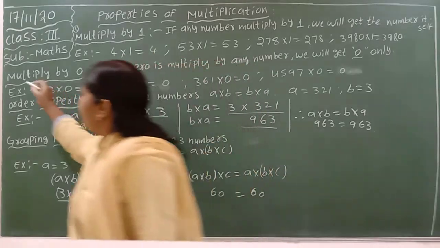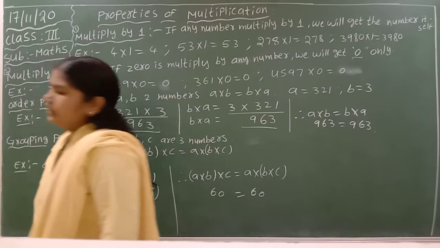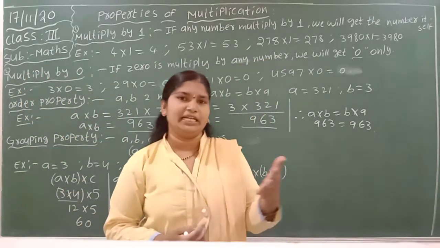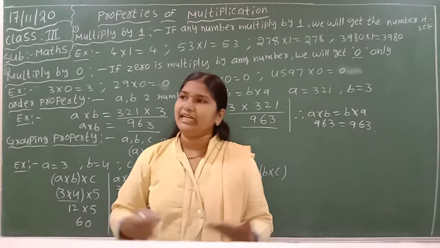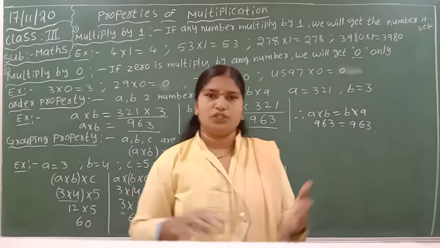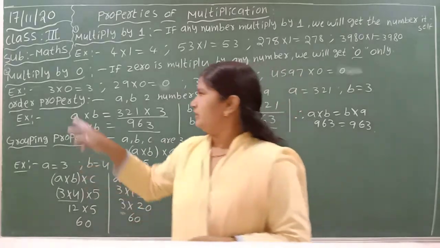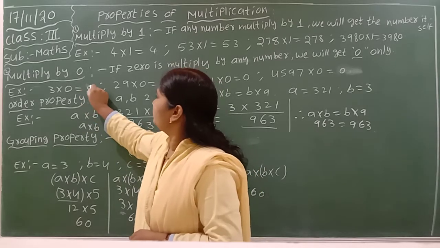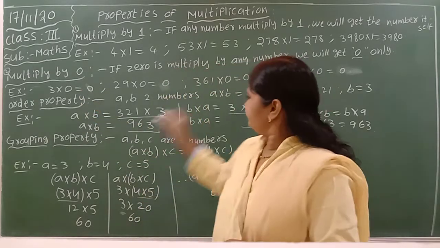And come to the second property, that is multiply by 0. If you multiply any number to 0, we will get the answer 0 only. Why? Because 0 table, 0 means 0 only. 3 into 0, 0. Okay.